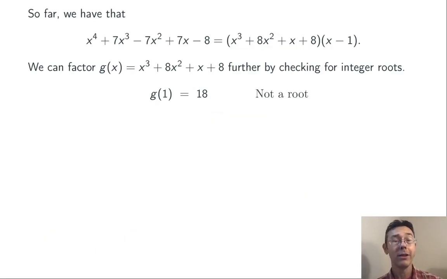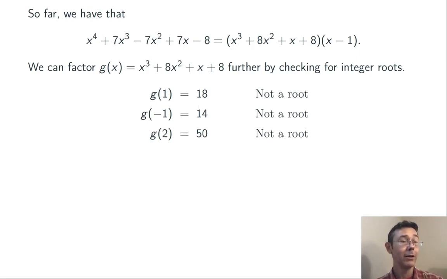So now I'm trying to factor a cubic polynomial. Let's call it g of x. X to the third plus 8x squared plus x plus 8. I want to find another integer root, so I look at plus or minus 1, 2, 4, and 8. G of 1 gives me 18. That's not a root. Negative 1 is not a root.